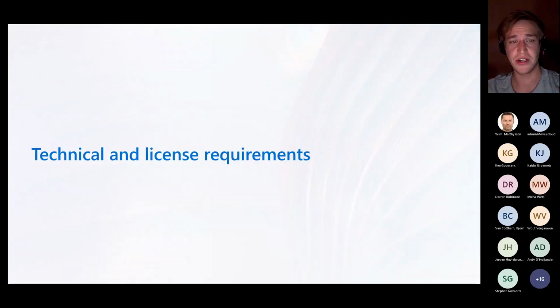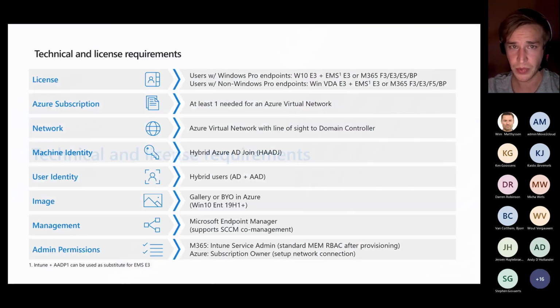I wanted to show you the technical and license requirements for Windows 365. So what is very important, at first, you will need two licenses. Of course, you need the Windows 365 license, but also an E3 or E5 license, or licenses that allow you to use the Intune portal. When you have those two, you're good to go as an end user.